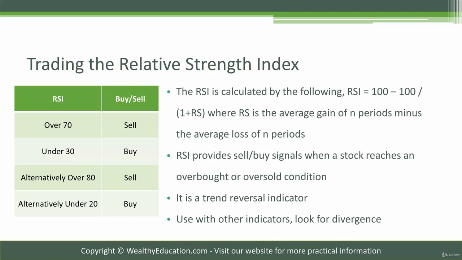We're also going to look for divergences, just like we did with the MACD. So we'll look for both positive and negative divergences. If the RSI is moving down and the stock is continuing to move up, we have a negative divergence. And if RSI is moving up and the stock is moving down, then we have a positive divergence. Let's look at RSI on a chart and see how we would use it in our trading.